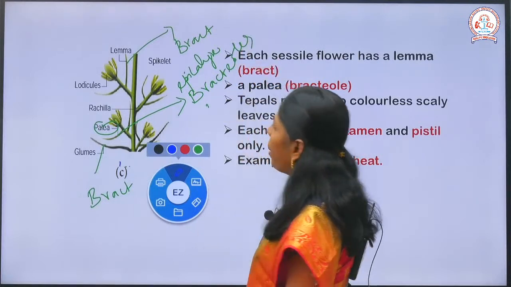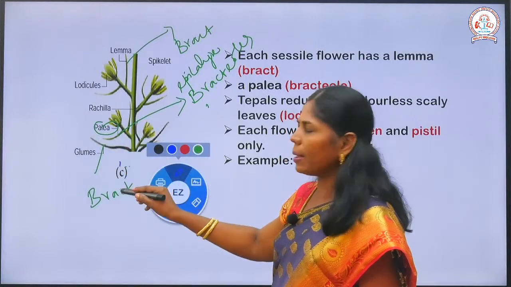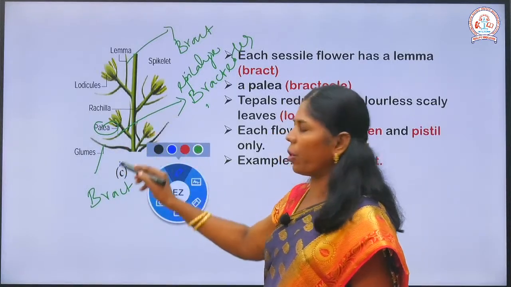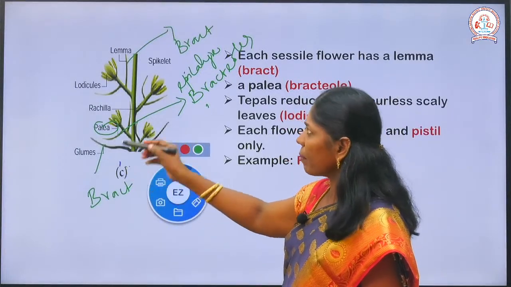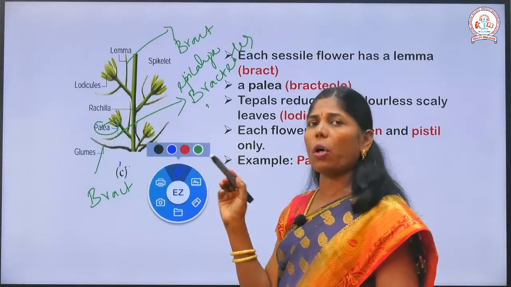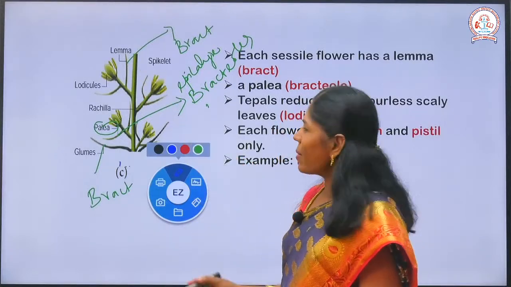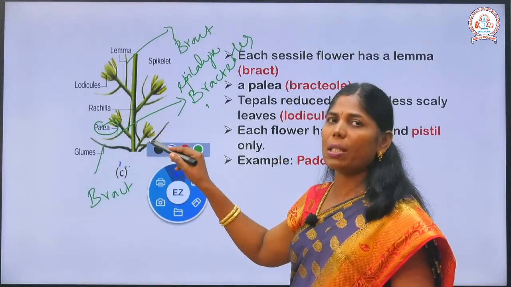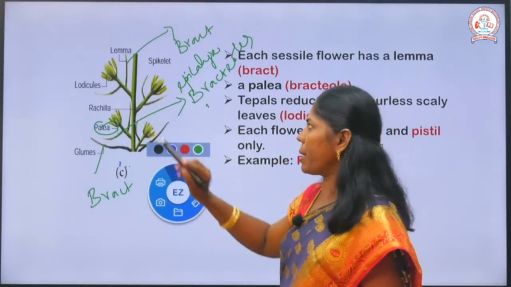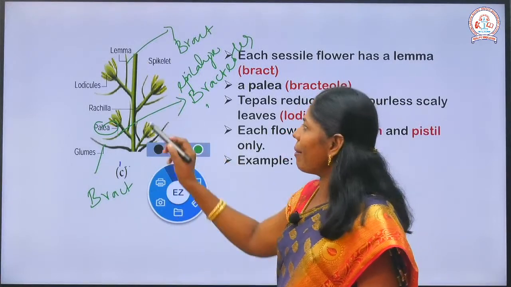That is called bracteoles. Okay, so the glume is also a bract that is present at the base of the inflorescence. The bract at the base of the inflorescence is called glume. The bract at the base of each flower is called the lemma. Okay, so the epicalyx-like structure is called the palea. Palea is otherwise called epicalyx or bracteoles. Okay, the main rachis of the inflorescence is called the rachilla.